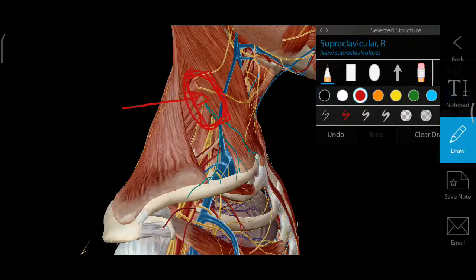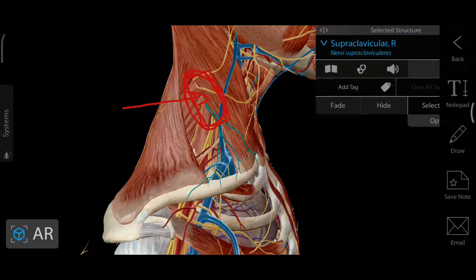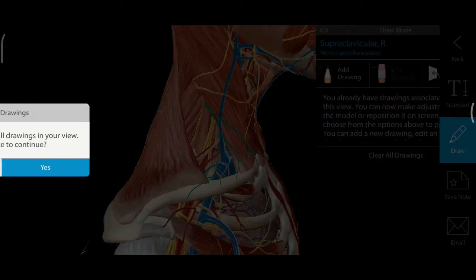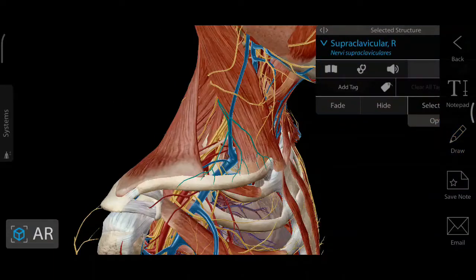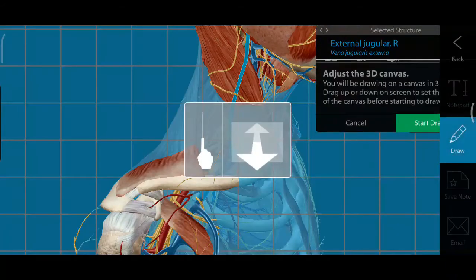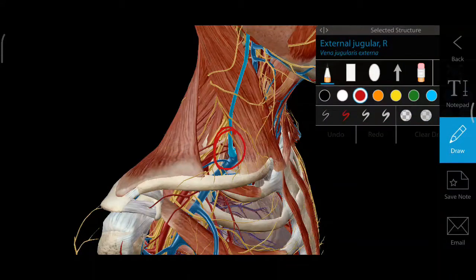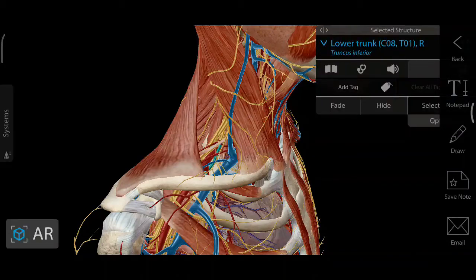Okay, now we're going to see the contents of the subclavian triangle. Guys, its contents are quite simple, nothing much to bother about. For the contents of the subclavian triangle, you have the subclavian artery, as its name suggests, then the terminal part of the external jugular vein, and you have the trunks of the brachial plexus. As you can see, we have lots of trunks of the brachial plexus.